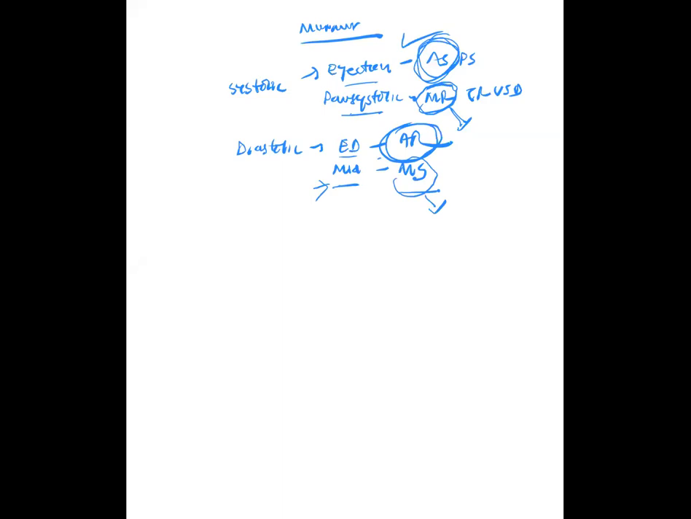If the exam center is in the Middle East, or mostly in India or Pakistan, you will find mixed murmurs, because if it is of rheumatic origin, usually more than one valve is already involved. But if it is ischemic or degenerative, usually it involves just a single valve.